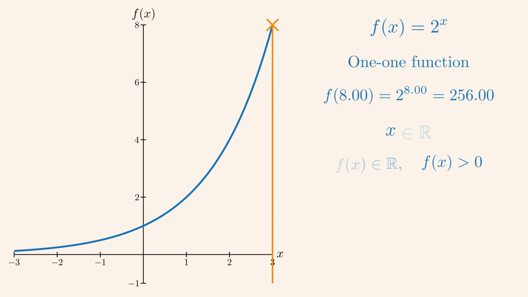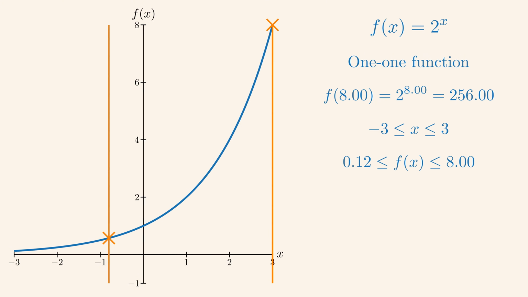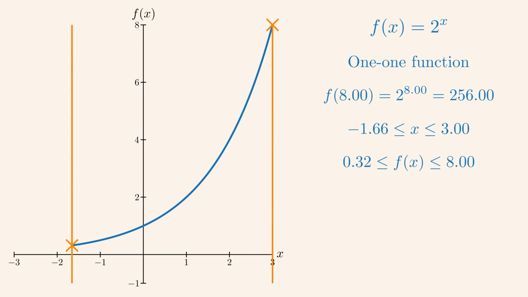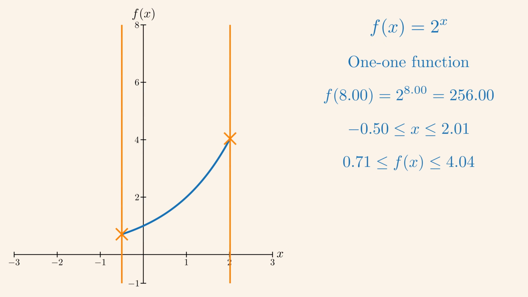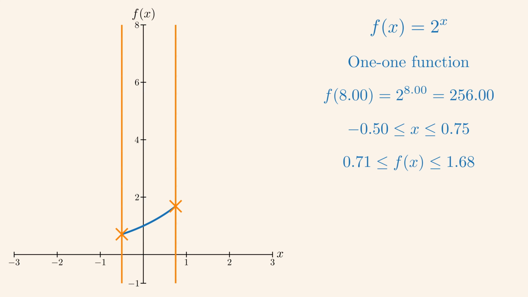Now let's explore what happens when the domain is limited from -3 to 3. If we change either the lower bound or the upper bound of the domain, the range changes as well.